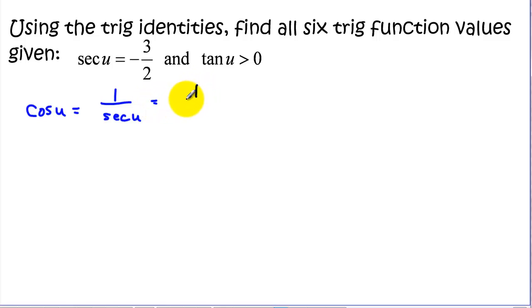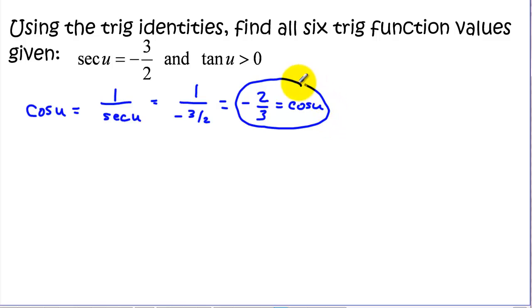So this is going to be 1 over negative 3/2, and we take 1 over something as the reciprocal, so we have negative 2/3. Now we can find the sine. To do that, let me just put here, this is the cosine, so we can circle it so we know when we found all 5 items.